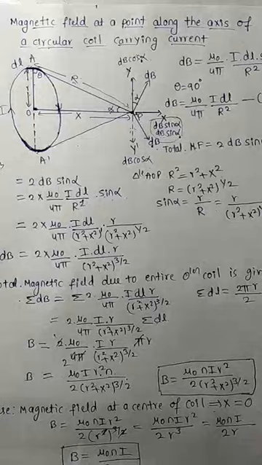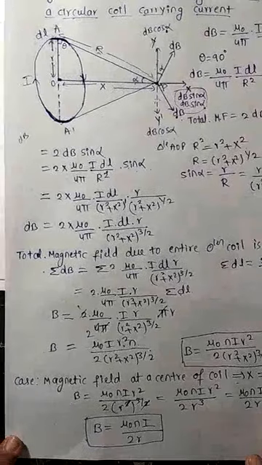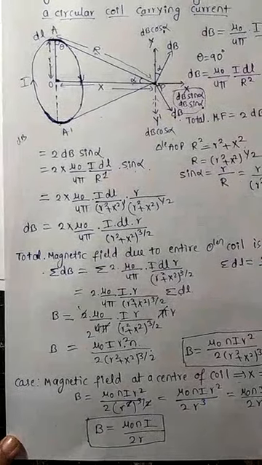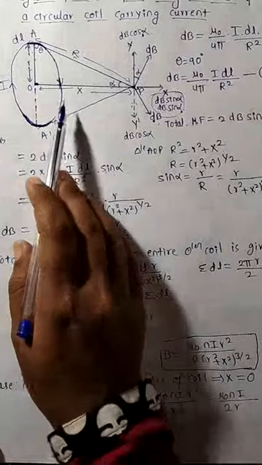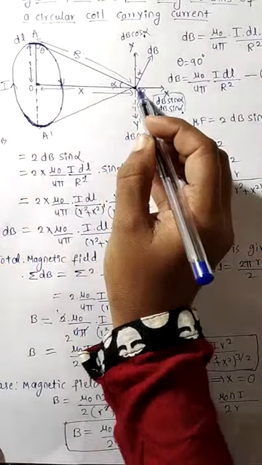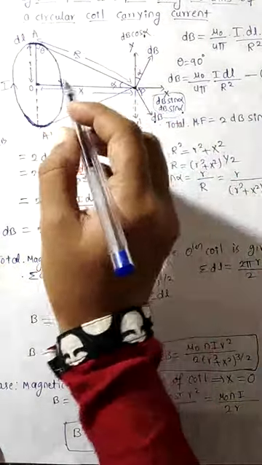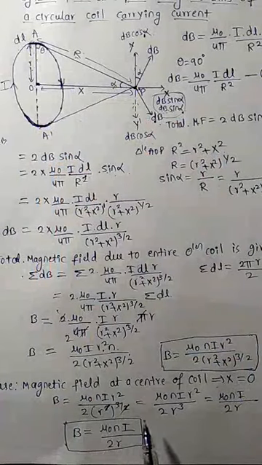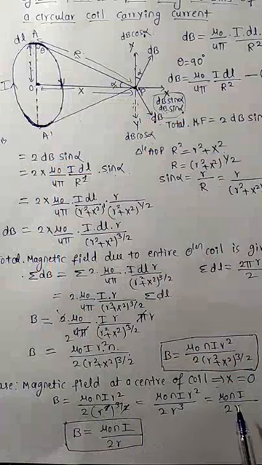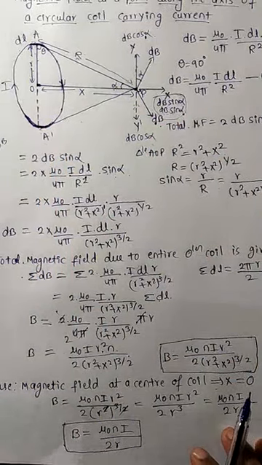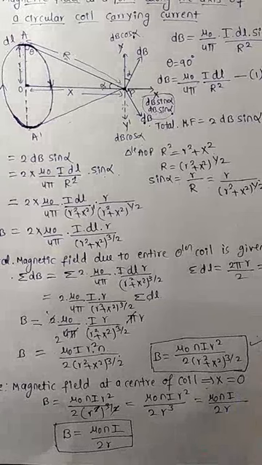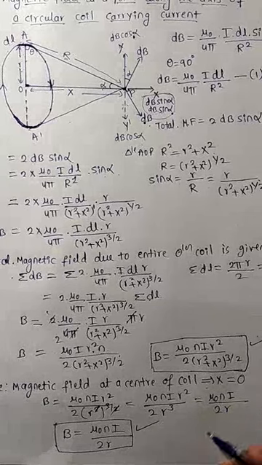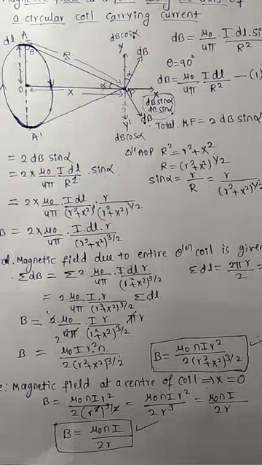And if you take the magnetic field at the center of the coil, then x becomes 0, because P is shifted to O. That's why x becomes 0. So if x becomes 0, substituting and cancelling the terms, you will get B is equal to mu naught n I divided by 2r. So these are the two important derivations, and you should remember this one for the upcoming derivations.